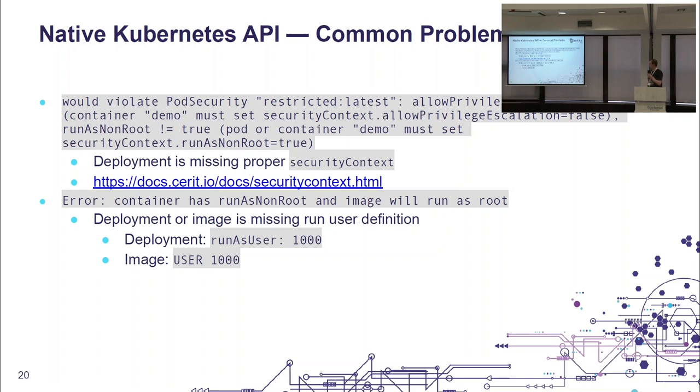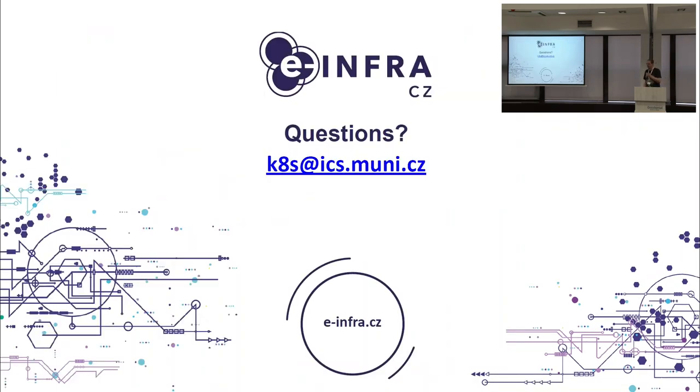But it has a trivial fix. You can set runAsUser directly in the deployment, or just set a user with a numeric ID in the Docker image when you rebuild it. And that's all from me.